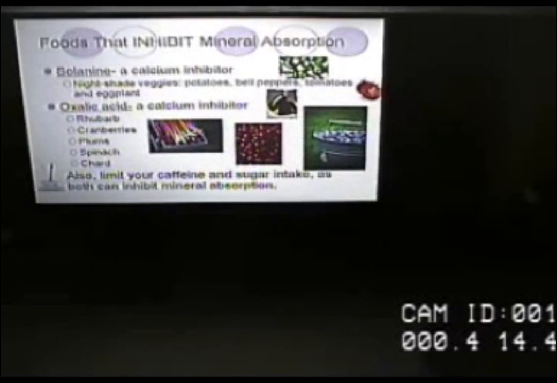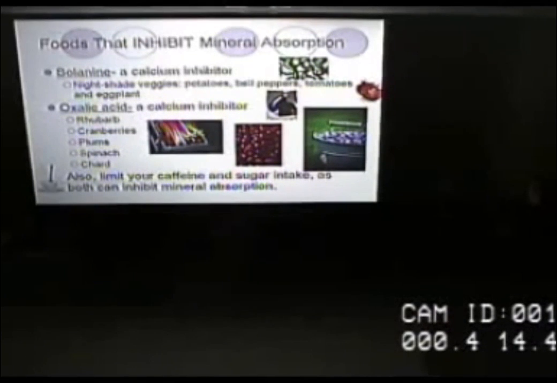Okay, so here are the nightshades, foods that inhibit mineral absorption. So like I was just saying, calcium and magnesium are very important. Solanine, which is in these nightshades, is a calcium inhibitor. So the nightshade family includes potatoes, bell peppers, tomatoes, eggplants, and then there's a few others too.